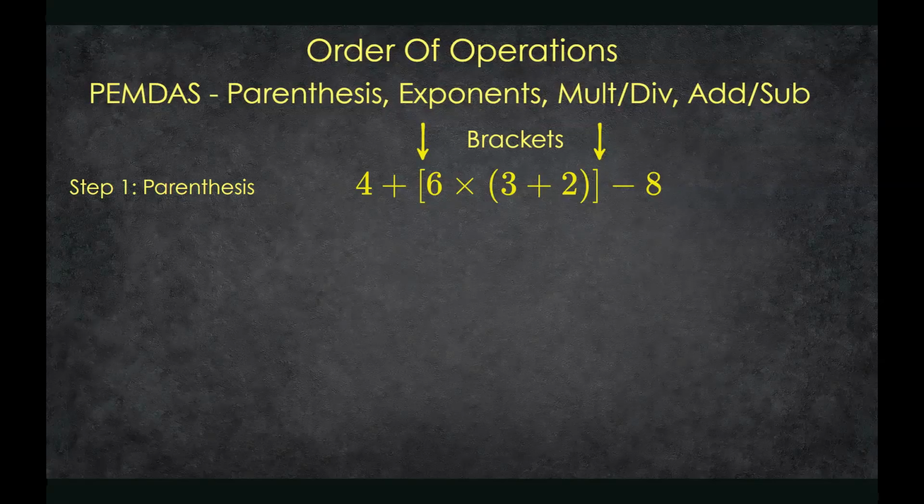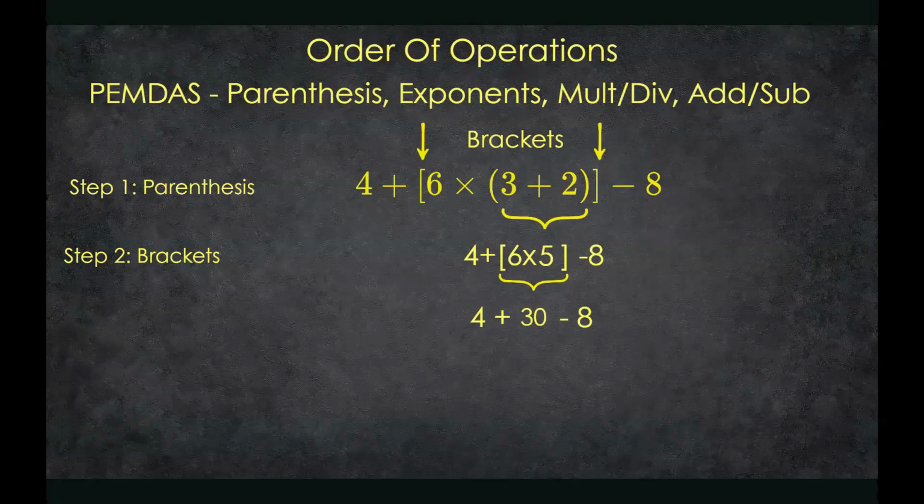So, our first step is we're going to take care of those numbers in the parentheses. I see 3 plus 2 is inside the brackets and also inside the parentheses. So 3 plus 2 is 5. And then we're going to drop everything else down to our second row. So we've got 4 plus [6 times 5] minus 8. Now we're going to do step 2, which are the brackets, 6 times 5. And 6 times 5 is going to give us 30. Drop everything down. 4 plus 30 minus 8.